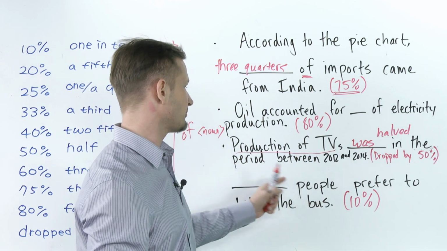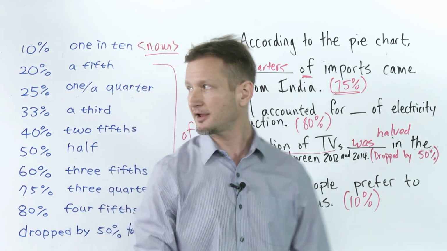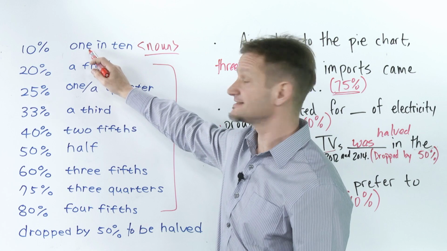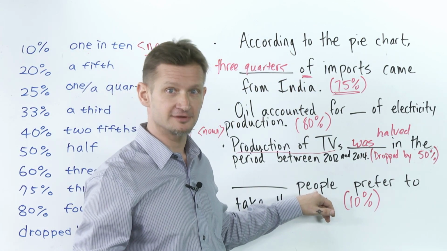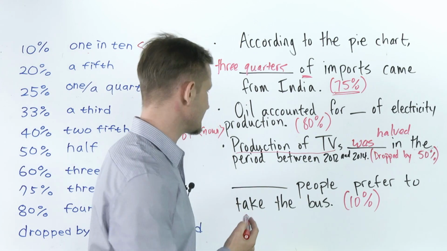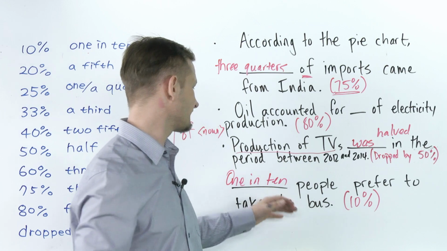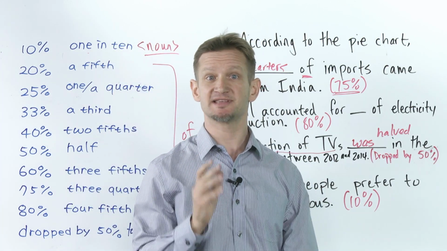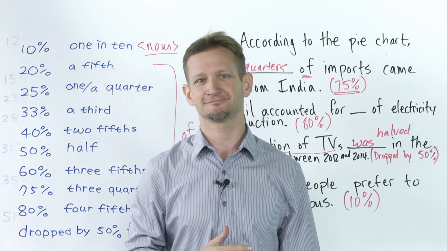All right, so now people prefer to take the bus. So now 10%. Okay? 1 in 10, okay? Is people a countable noun? It is. So this is a safe place to use 1 in 10. 1 in 10 people prefer to take the bus. And that's some example sentences of how you can use these words to vary your vocabulary.